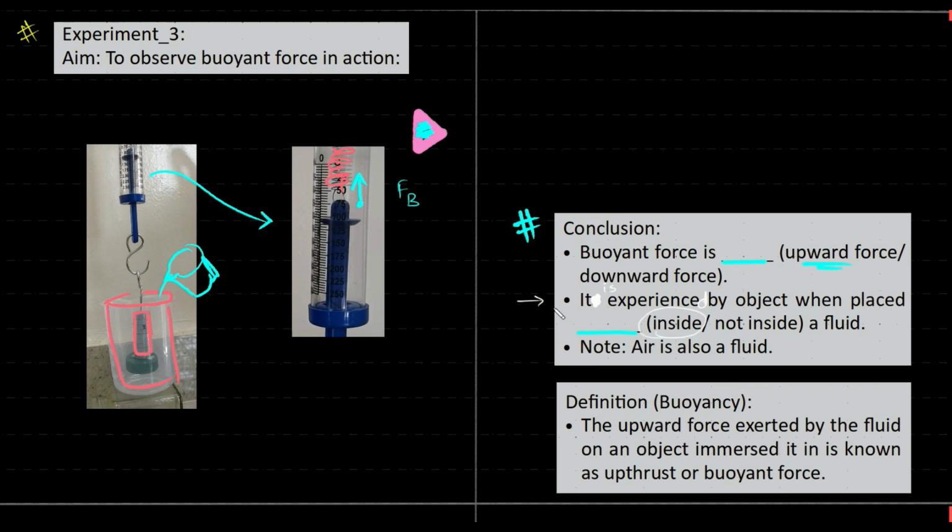Agree? Please correct the grammar. I didn't read it properly while typing it. I made a mistake. So please correct this. It is experienced. What is experienced? The buoyant force is experienced by objects or an object when placed inside a fluid. And again, a small note, air is a fluid. Remember that. Now, coming to the definition, buoyant force is an upward force exerted by a fluid on an object immersed in it. Right?